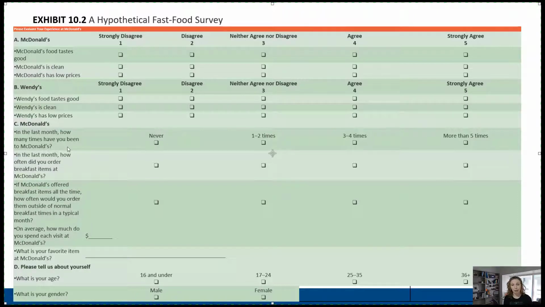Researchers do that because you could give somebody a box that says, in the last month, how many times have you been to McDonald's? And somebody will type Nebraska. Okay, that's not helpful. So the reason we try to force respondents into responses is to clean up some of the mess a little bit because they don't pay attention.